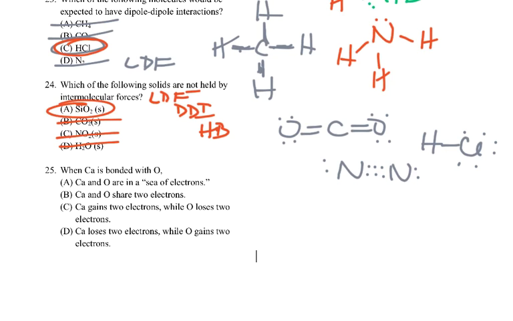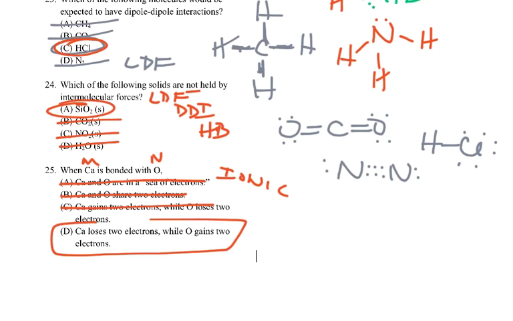So answer A. When Ca is bonded with O, well that's a metal, and that's a nonmetal. We're going to make something that's ionic. So when Ca is bonded with O, calcium and oxygen are a sea of electrons? No, that's metallic. Ca and O share? No, that's covalent. Ca gains 2 electrons while O loses 2 electrons? That's the right idea, but it's the wrong direction. Calcium is going to lose, and oxygen, that's wrong. Calcium loses 2 electrons.